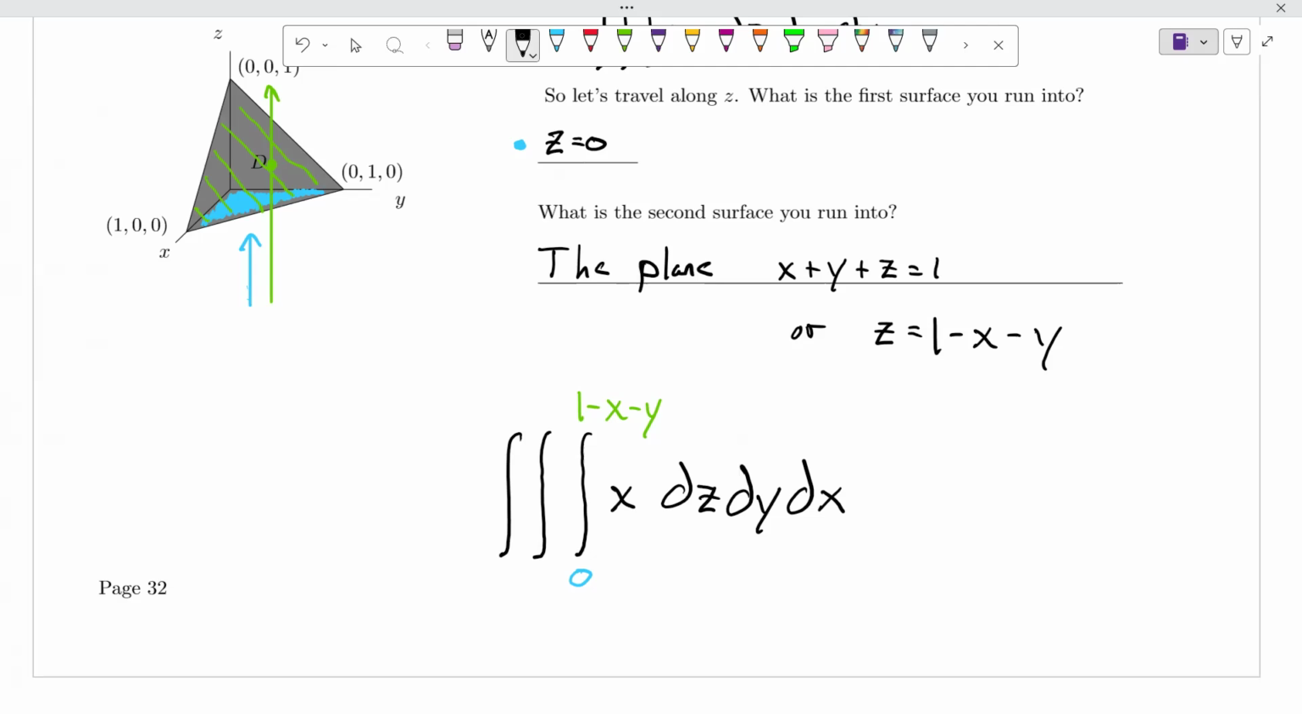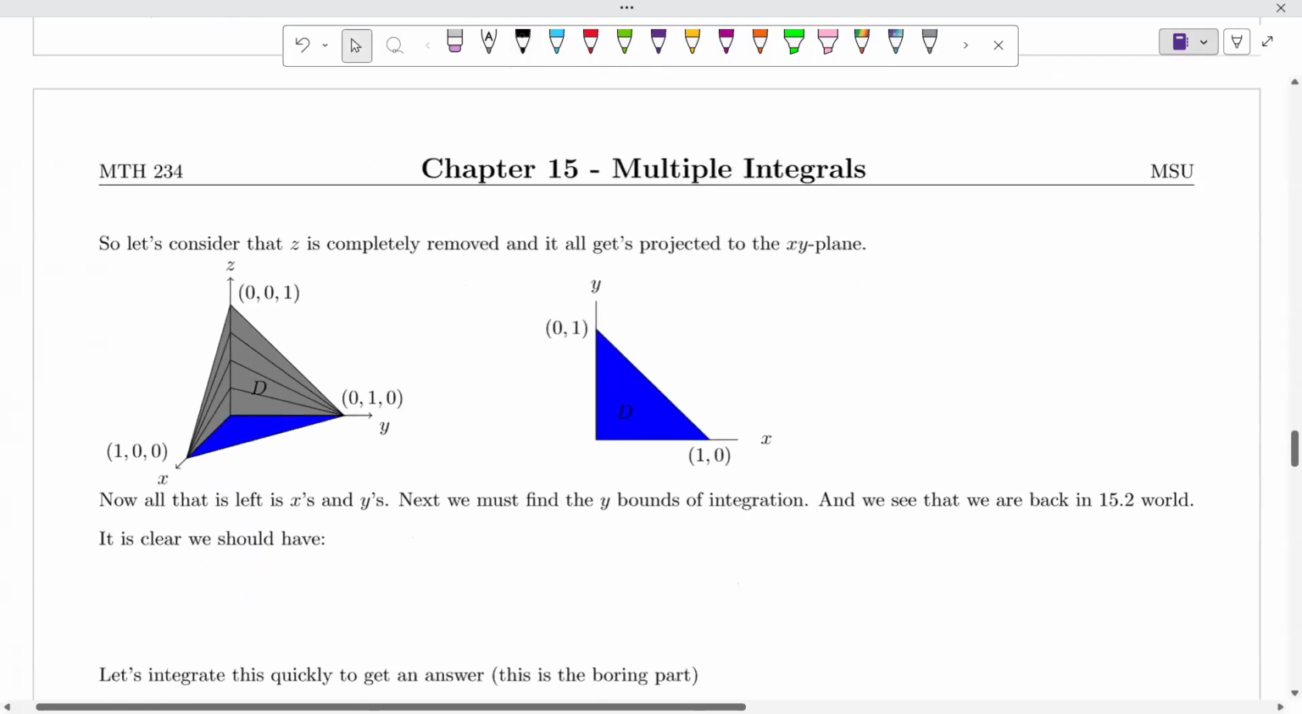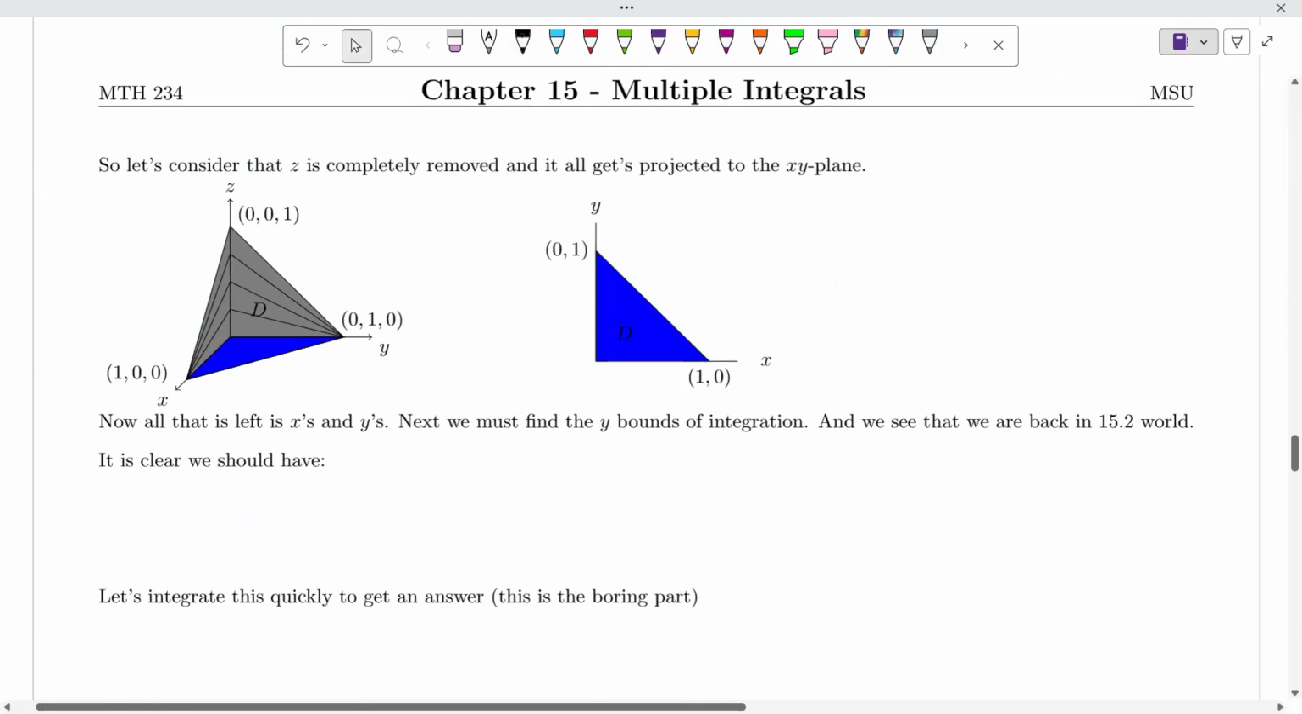So with that part done, now we just need to get the remaining bounds. The goal with that is going to be to project this solid down into the plane that only contains the variables that are left over. I did z first, so I'm projecting down into the xy plane. That's the space where my remaining variables exist, since I've already integrated over z.